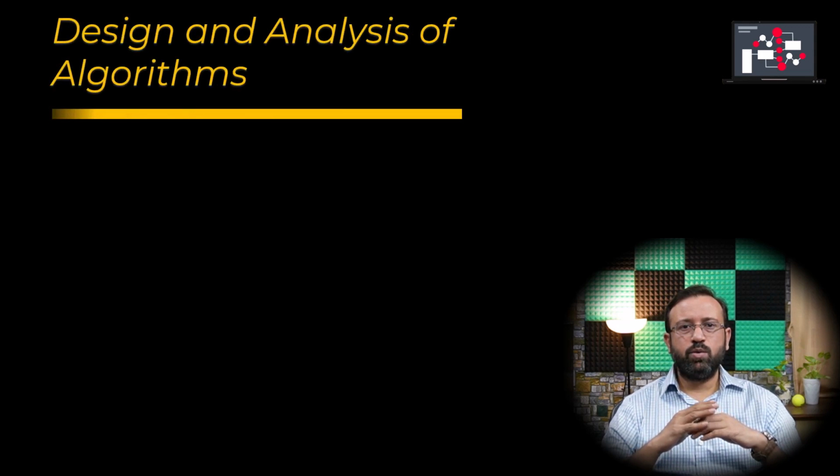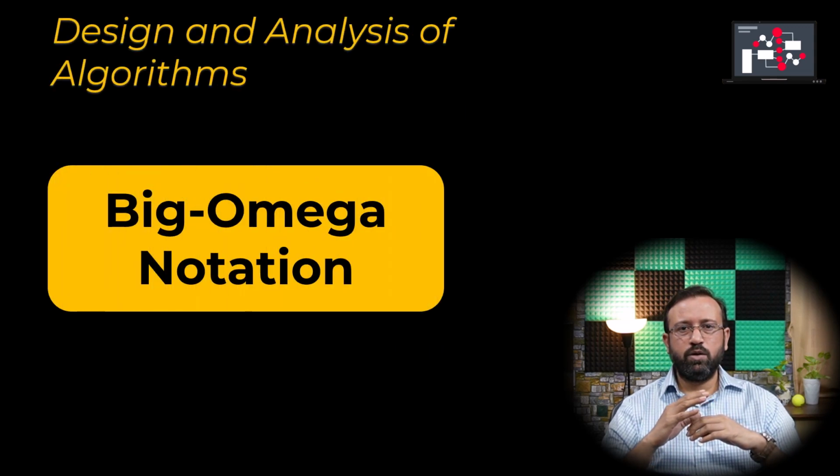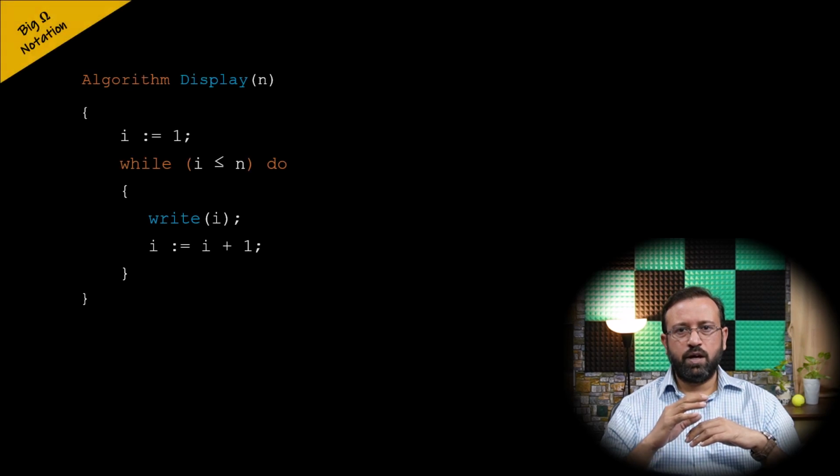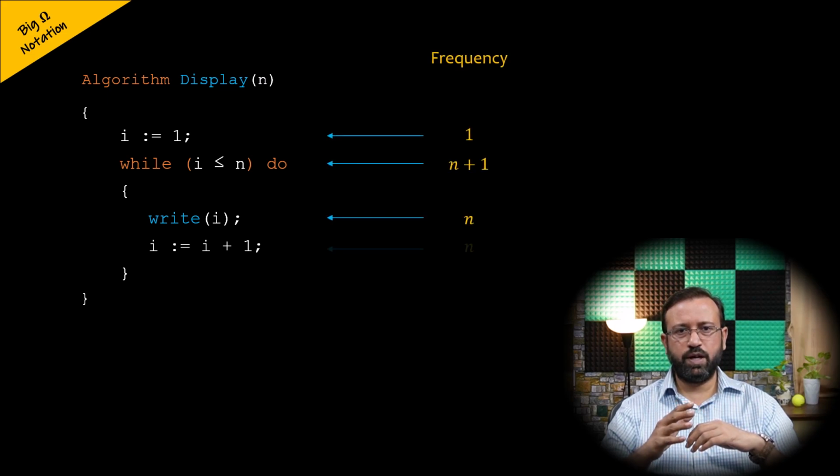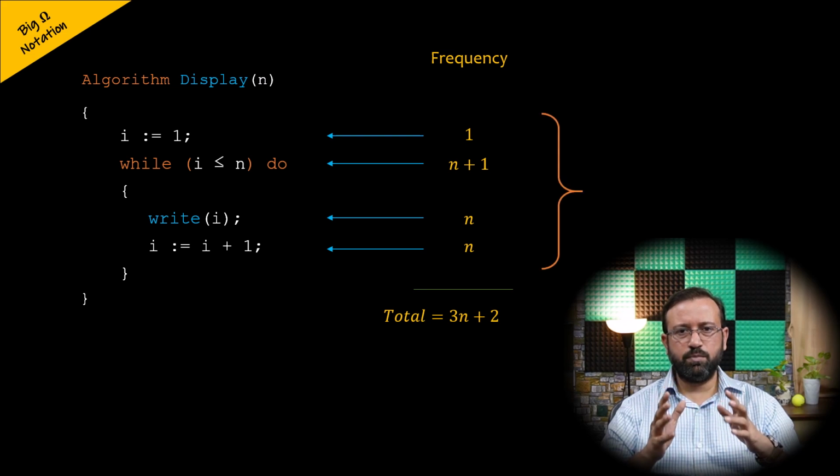In this video, we will look at the big omega notation. In the analysis of algorithms, we focus on the number of times the operations are performed by an algorithm using the step count method. The step count method considers the frequency or the total number of times each statement is executed, and by adding the frequency of each step, the step count of the entire algorithm is computed.